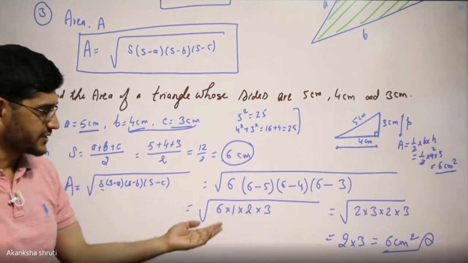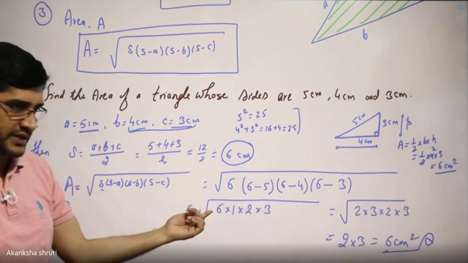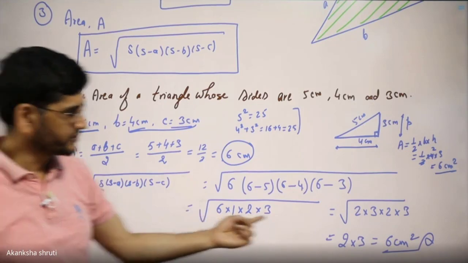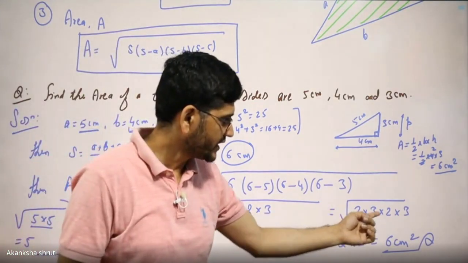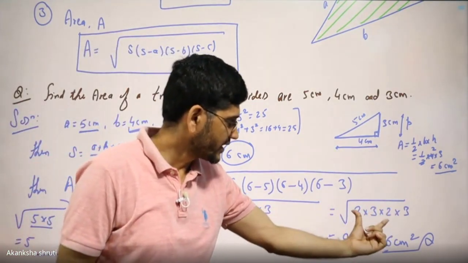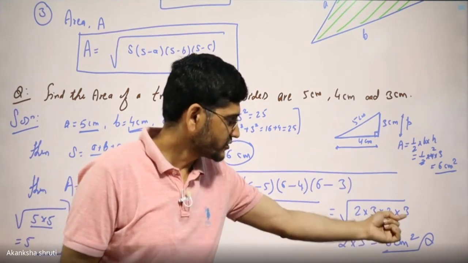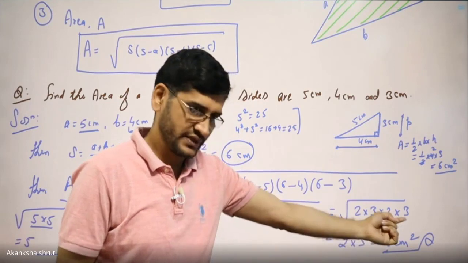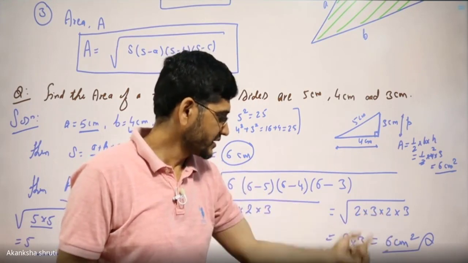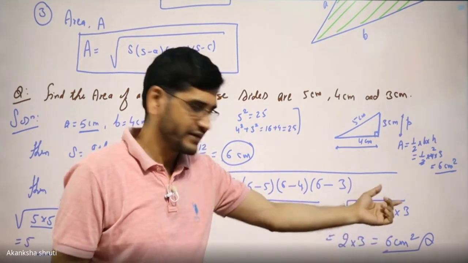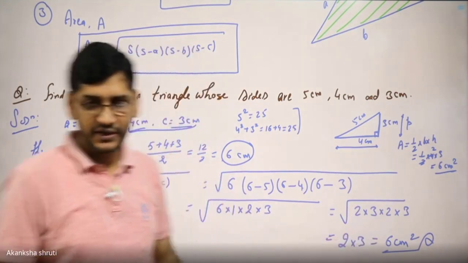Rather than just multiplying, you go for factorizing the bigger number and write it as the product of its prime factors. It will be 2 into 3, 2 into 3. Here we are able to make a pair of 2, so 2 is taken out. 3 is also in pair, so that 3 will also come out. So the root will be removed, and it becomes 6. Okay.